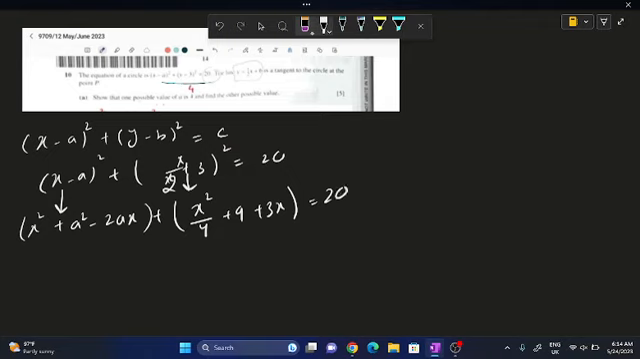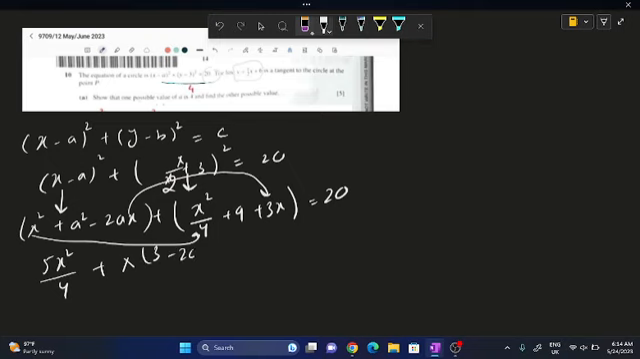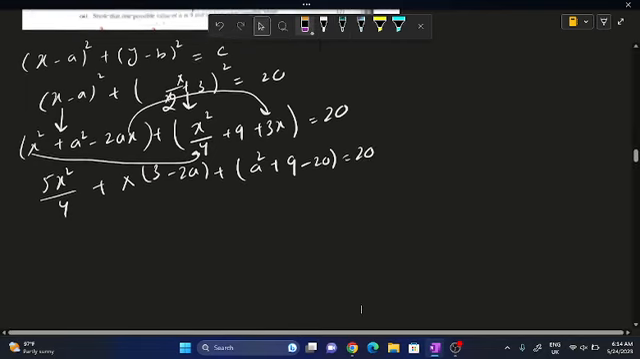Now you have to take the common terms between both and do simplification. So it would be 5x squared by 4, if I combine x squared with x squared by 4, taking the LCM and finding the solution. Plus x can be taken as common from this one and this one, and it can be written as (3 minus 2a), plus, make a group of the remaining terms, a squared plus 9 minus 20, which is equal to 0. So this is the equation.